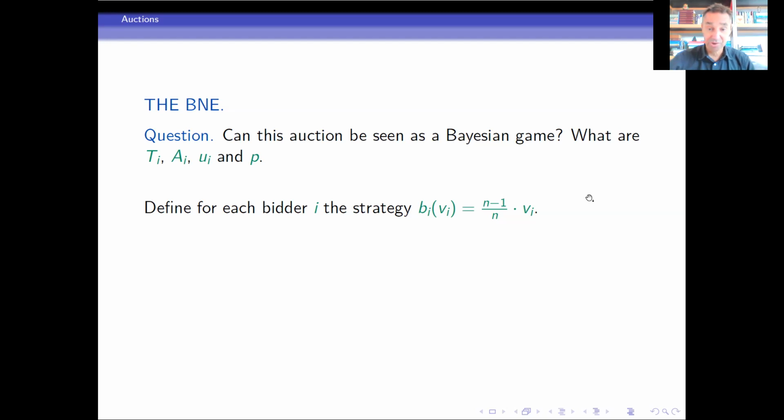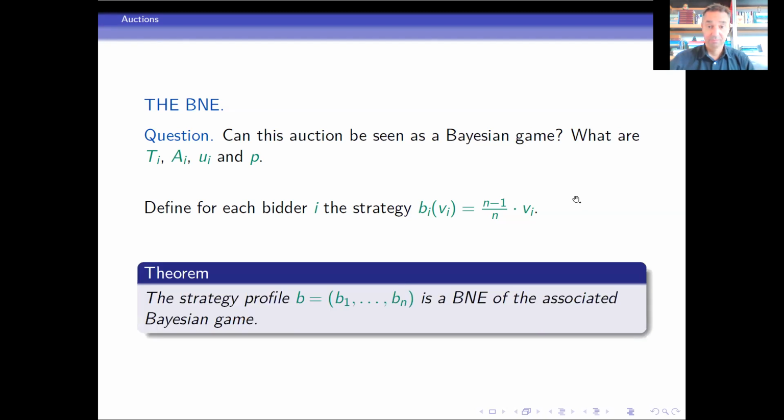So you have to know n. n is collectively known. That's the assumption here. You know how many people you are facing in the auction. Otherwise, you can't do this. But we assume that you know n. Okay, and the claim is that if everybody uses this bid strategy, then this is a Bayesian Nash equilibrium of the game that is represented by the first price sealed bid auction. And that's what we're going to check.